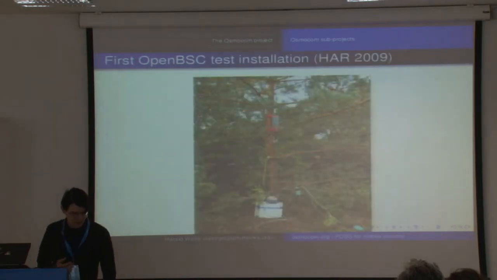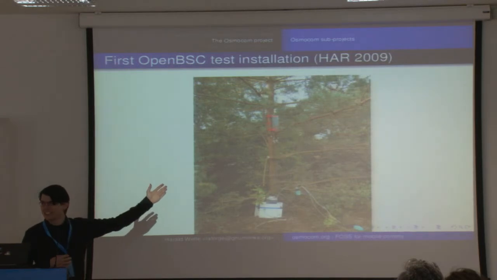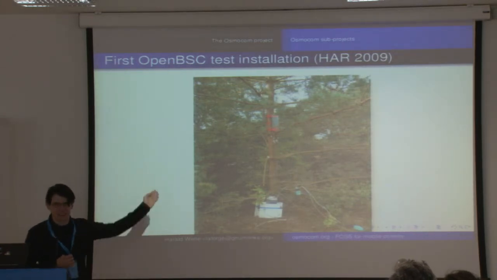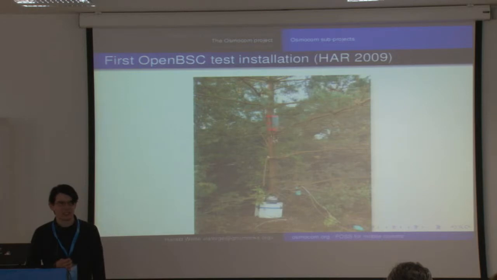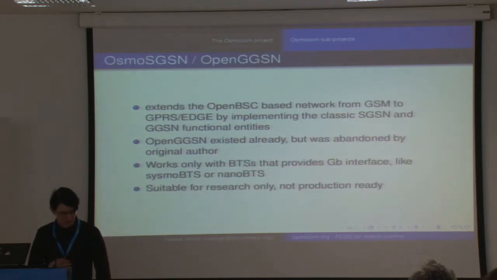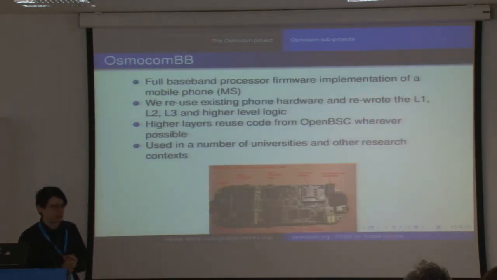The point basically is, by using some hardware such as this and some antennas glued to a tree, like a very poor amateur, you can start your own GSM network. We actually used this installation in 2009 at a hacker camp called Hacking at Random to run a local mobile operator inside the camp, a completely autonomous GSM network. Now, as I said, I'm going to talk more about that tomorrow. I rather want to focus on the other mobile communications projects that are inside the Osmocom umbrella.